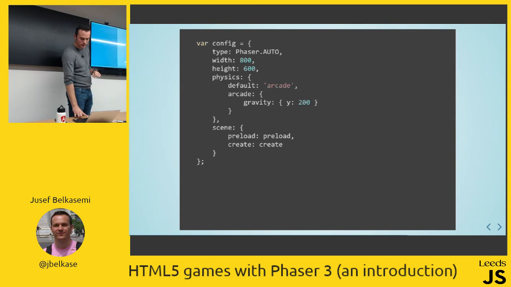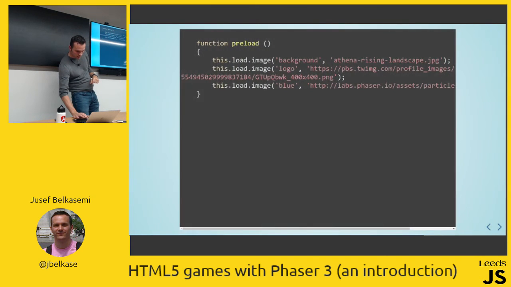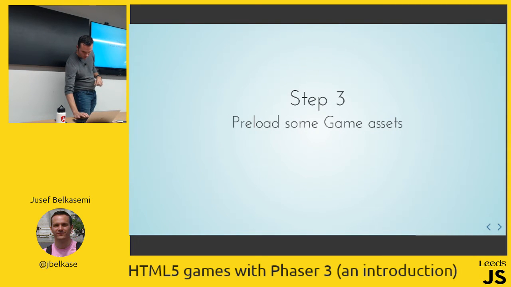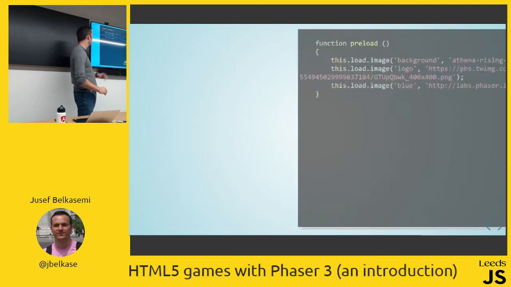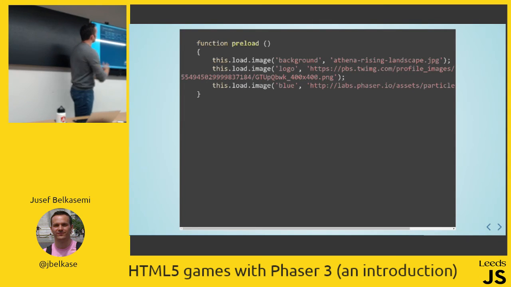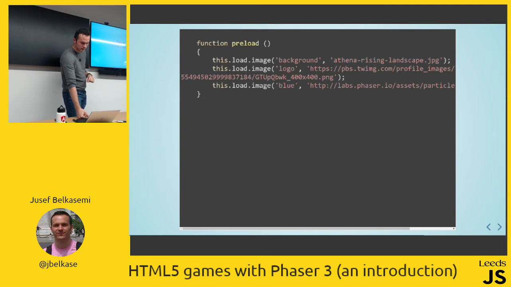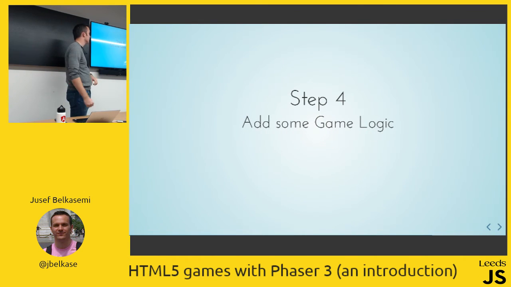In step 3, we will preload some game assets essentially. We do that in the preload method of the scene. In here, we're just loading 3 images: a background, a logo of LeedsJS, and some particles so that we can do some animation.